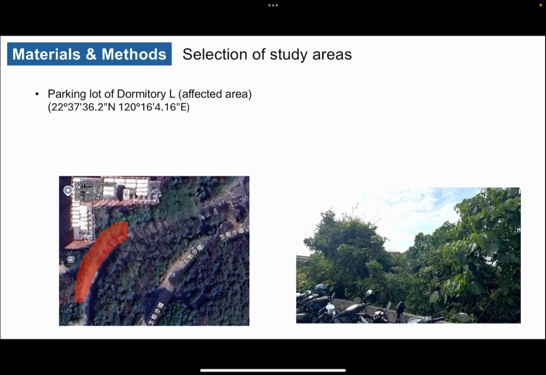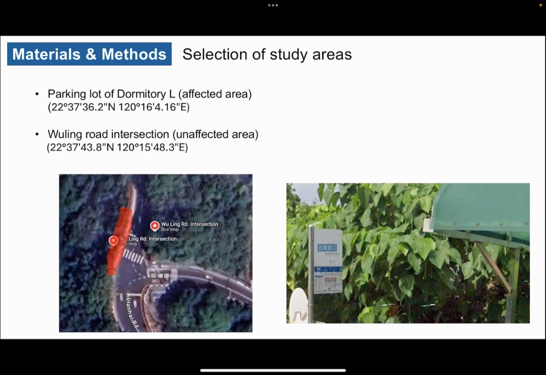Materials and methods. Selection of study areas. We select the parking lot of Eldon, which is the affected area, and Wooling Road intersection, which is the unaffected area. These two locations are easily accessible and observable, allowing for observation every 2 to 3 days.